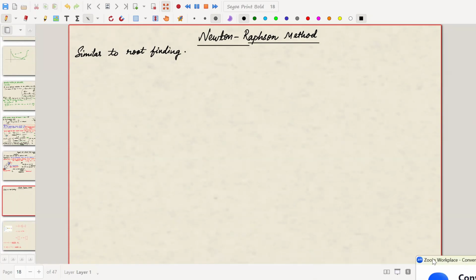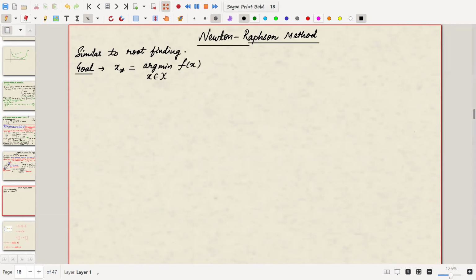Can anyone give me an idea why we are talking about Newton-Raphson now? This is similar to root finding, but our goal is one thing. Our goal is to find x star, such that x star equals argmin of f(x), where x belongs to some space X.